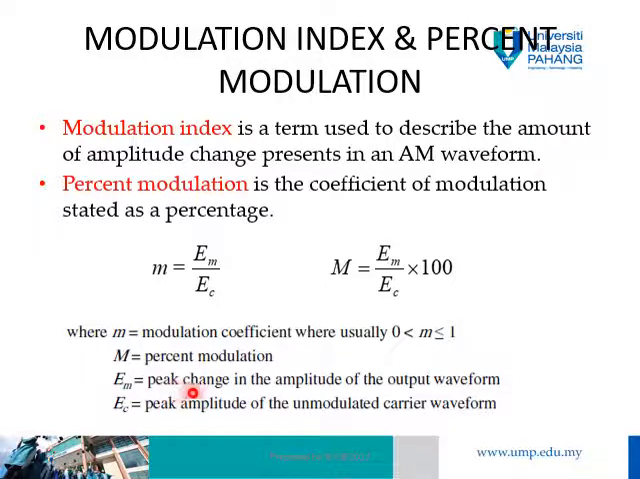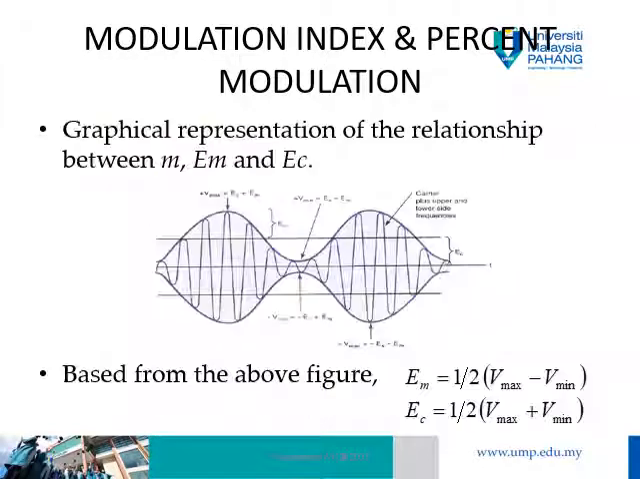EM is the peak change in the amplitude of the output waveform. AC is the amplitude of the unmodulated carrier. AC is the carrier, M is the modulating signal. So this is the graphical representation of the relationship of EM and EC. We have discussed this before.